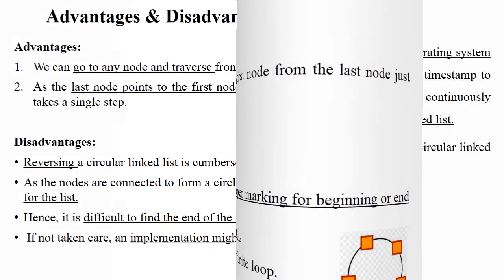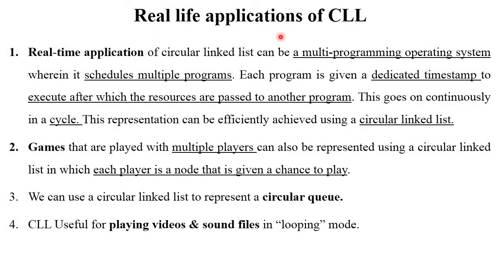Clear? Next. Now, see, there are some real-life applications of circular linked list. A real-time application of circular linked list can be a multi-programming operating system. In an operating system, we can schedule multiple programs at the same time. Each program has a particular dedicated time slot to execute, after which the resources are passed to another program. So each and every program can be executed simultaneously. This goes on in a continuous cycle. So the representation can be efficiently achieved using the circular linked list, right?